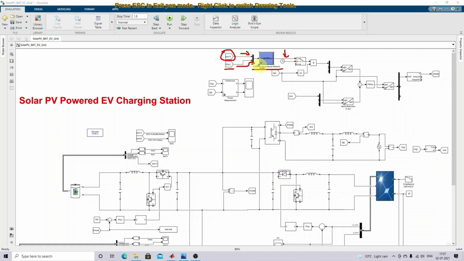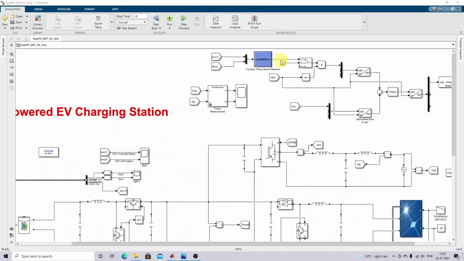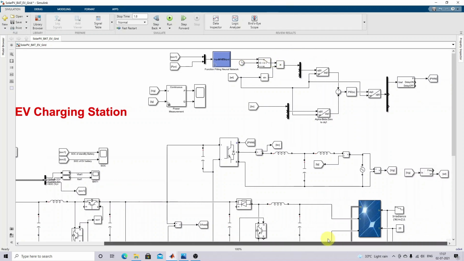Okay. So the neural network receives these two inputs, SOC of the battery and PV power. Based upon these two inputs, this neural network generates a reference current. Okay. So this reference current is going to be converted into dq naught, and then the actual inverter current is going to be converted into dq naught as well.